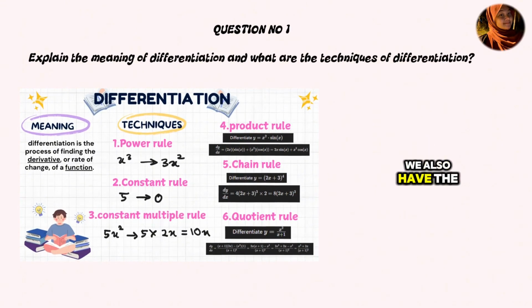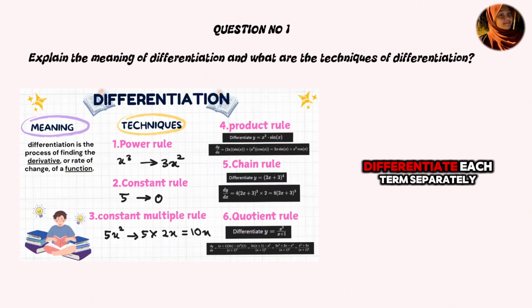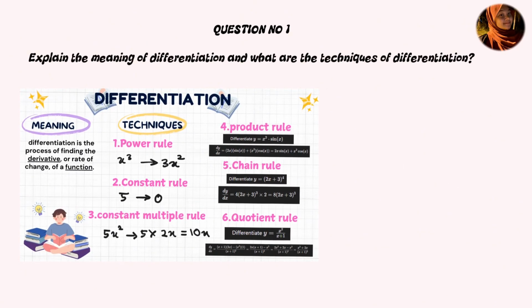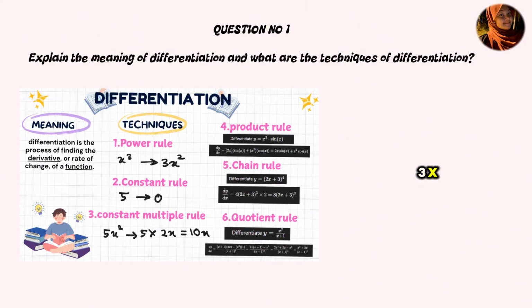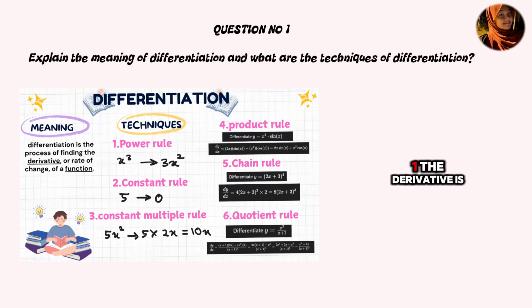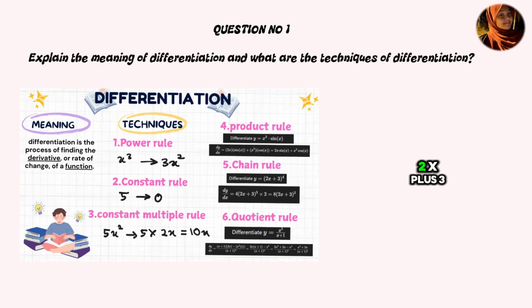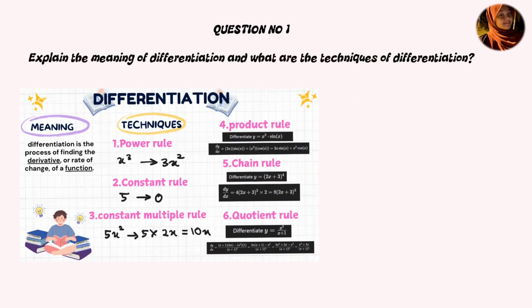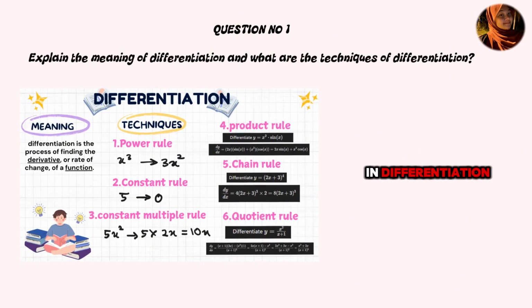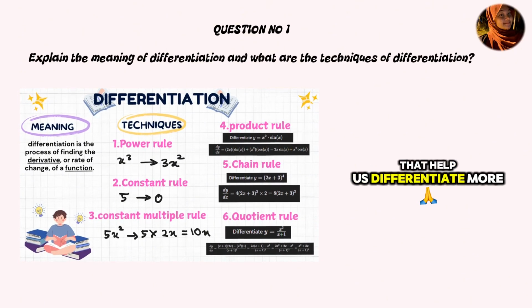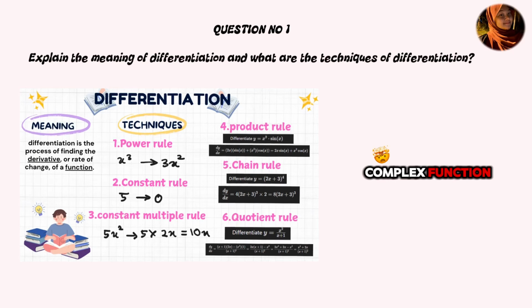We also have the sum and difference rule, which means we can differentiate each term separately. If you have f(x) equal to x squared plus 3x, just do it one by one. The derivative is 2x plus 3. Other than that, there are 3 important techniques in differentiation that help us differentiate more complex functions.